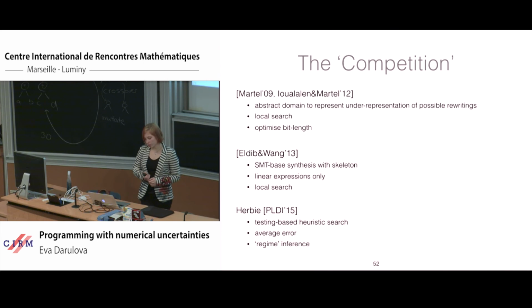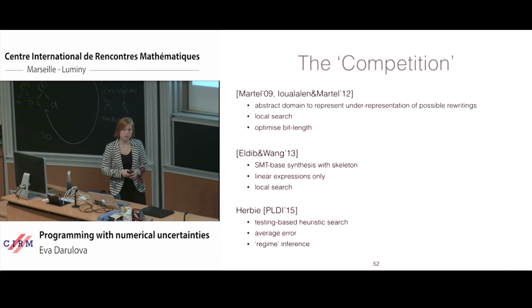One thing that they also provided was this regime inference. One rewriting of an expression may not be optimal for the whole domain of your function. So you may know the formula for the triangle, which, depending on what your inputs are, will select a different formulation. They were trying to synthesize these different formulations for different domains. But again, they could not provide any guarantees. It was testing based.